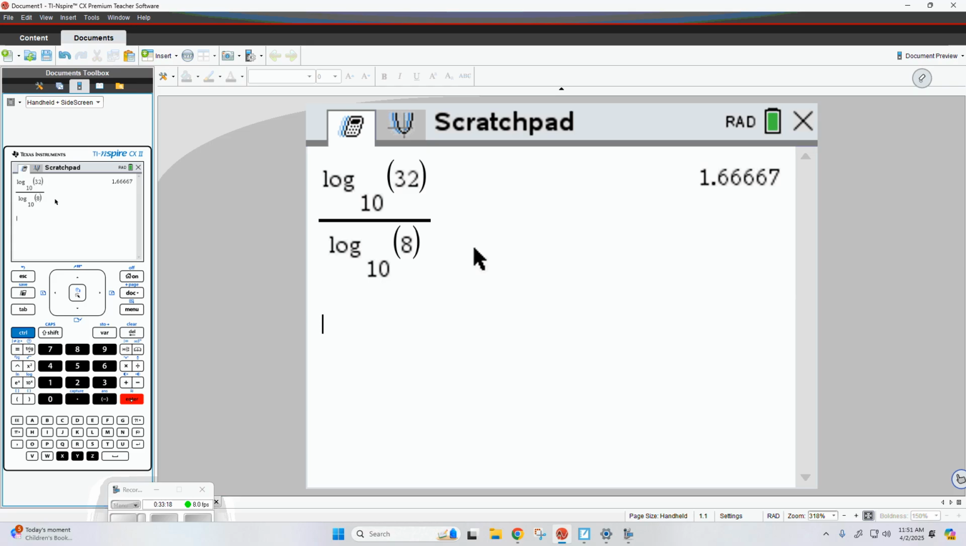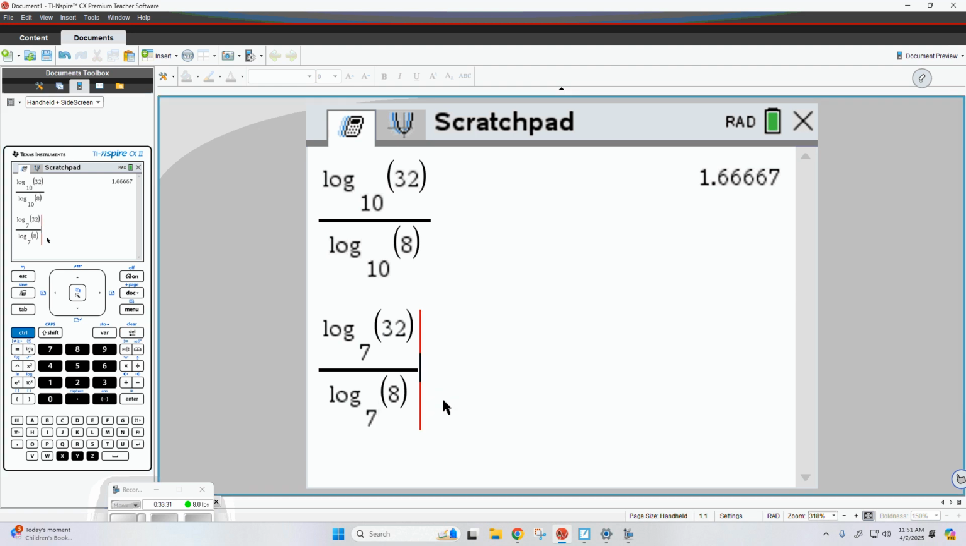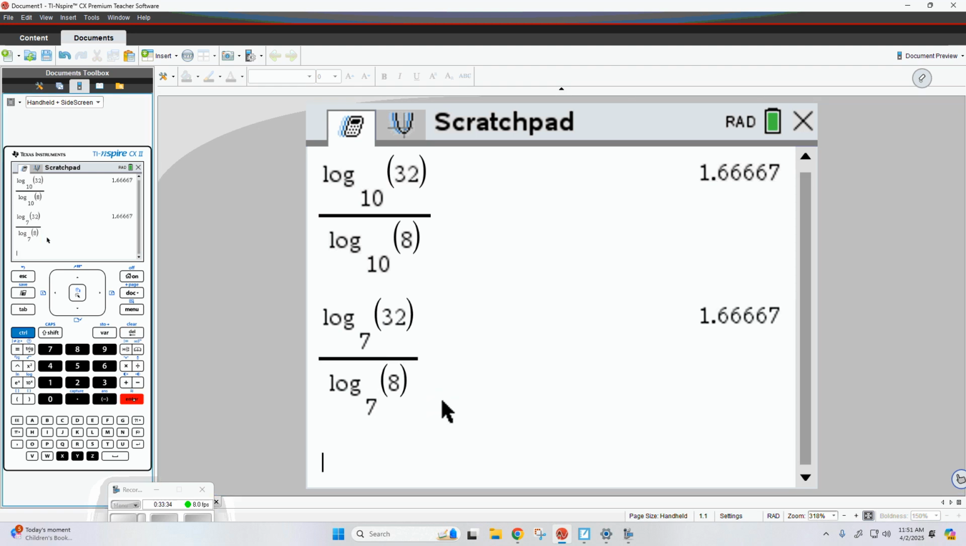Yes. In fact, give me another number. 7. So let's change base, log base 8 of 32 with base 7. So I'm going to change this to 7, change this one to 7. Every time. There we go. As long as it's, what, 2 conditions? Has to be positive, cannot equal 1. Beyond that, I could put pi in there, and it would work. Does anybody want to see it?